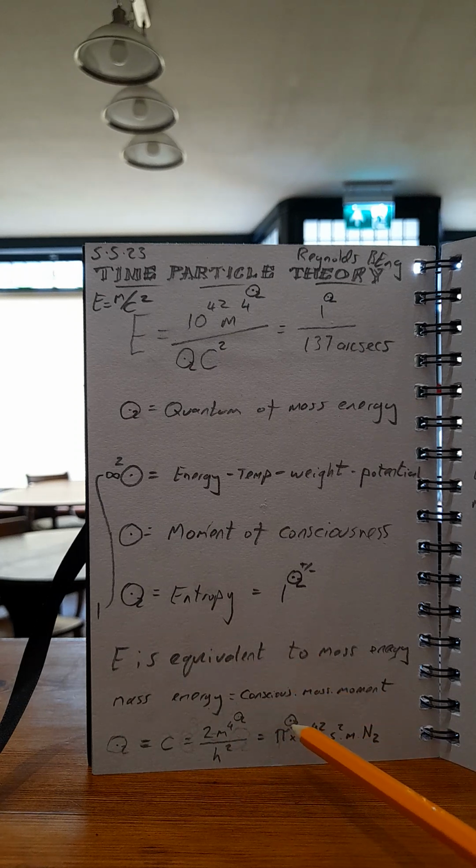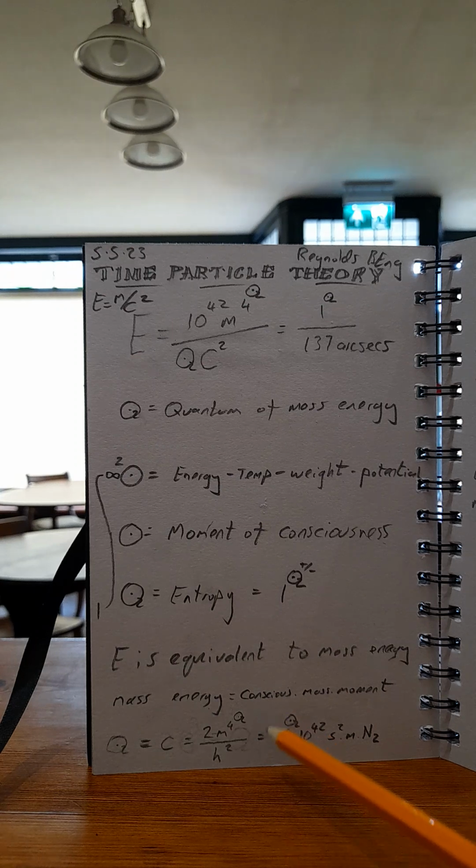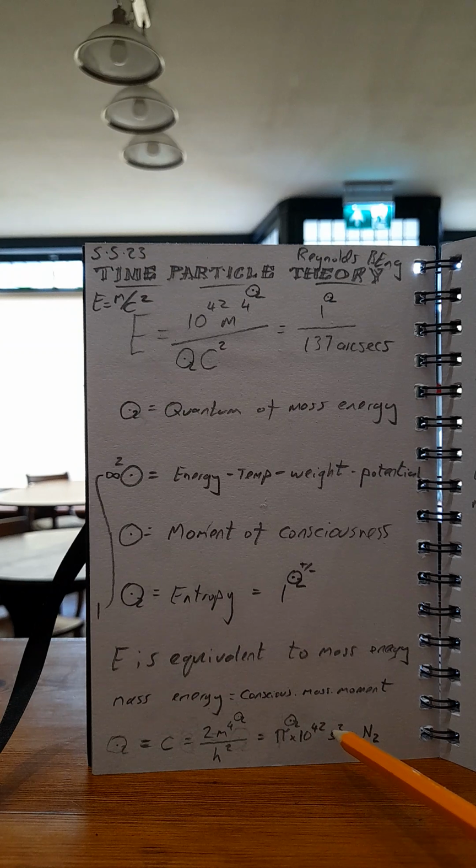And so we end up with pi to a power of quantum, making the pi slightly less than 1. 1 pi, yeah, the 1 has got an operative on it, so it's slightly less than 1. So it's pi times 10 to the 42 seconds squared meters, capital N to the 2. Okay, so that's E equals mc squared explained to the best that I can manage.